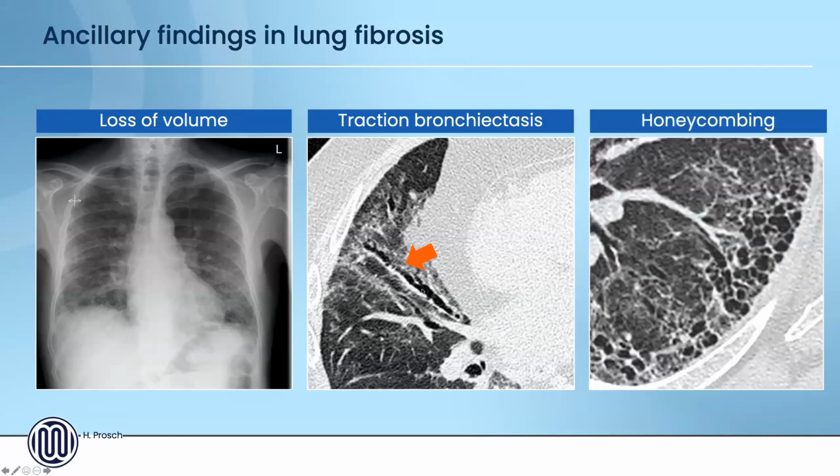And then there's another sign. This is honeycombing, which are these multi-layered cystic spaces. Neighboring cysts are sharing their walls. This is the real proof of fibrosis. This is a term you have to know if you're reading reports from a radiologist. If they are mentioning honeycombing, you know, okay, this is a fibrosing lung disease.